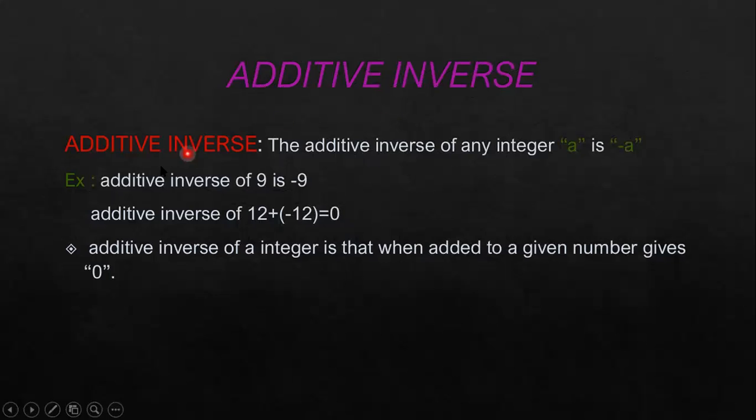Next is additive inverse. What do we mean by additive inverse? The additive inverse of any integer a is -a. It is just the opposite. The additive inverse of 9 is -9. The additive inverse of 12 is -12.